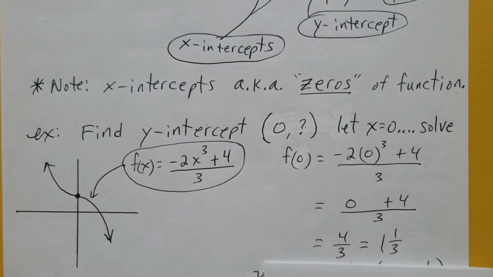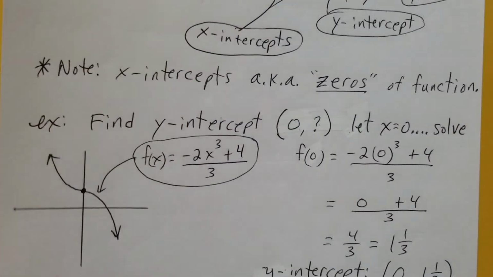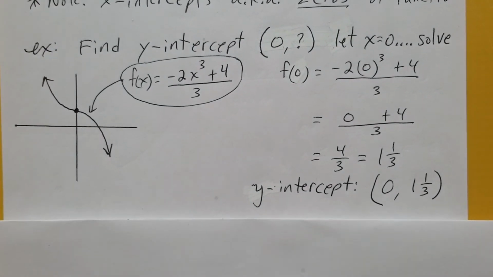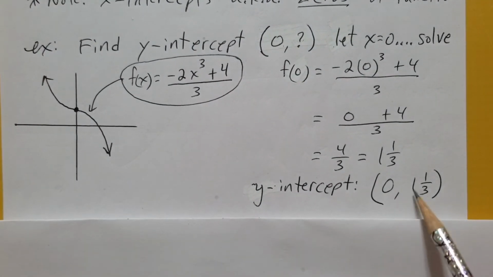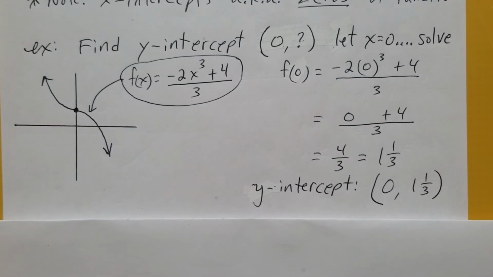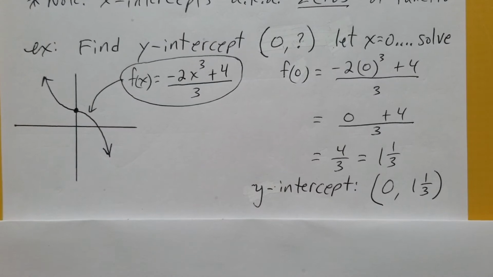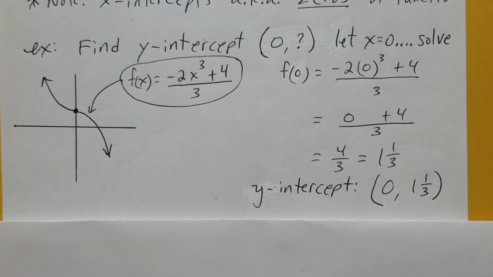We already know x is 0. So the y-intercept is at (0, 1 1/3). That point is at (0, 1 1/3). Okay, I found the y-intercept.